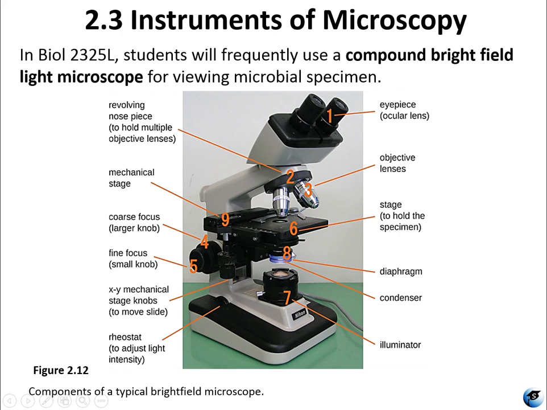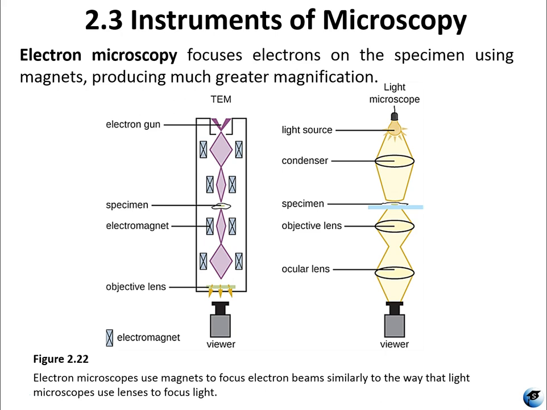These are adjustment knobs. So we're going to cover parts of the scope and things a lot more extensively in lab. But for the lecture, just be familiar with this figure, the different parts of the scope and what they are used for. Electron microscopy focuses electrons using magnets.